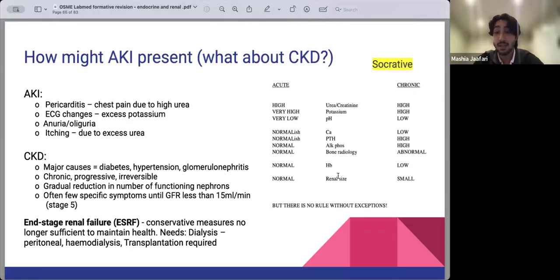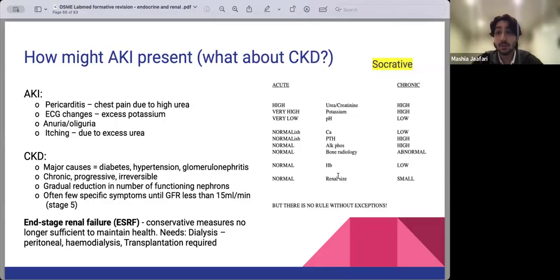How would it present? It can have a number of presentations. Typically you can get some ECG changes that can be caused by a high potassium. So remember your tented T waves. You can get pericarditis, which can be caused by high levels of urea. So we call that uremic pericarditis. And you can get itching as well because of this urea depositing in your skin.